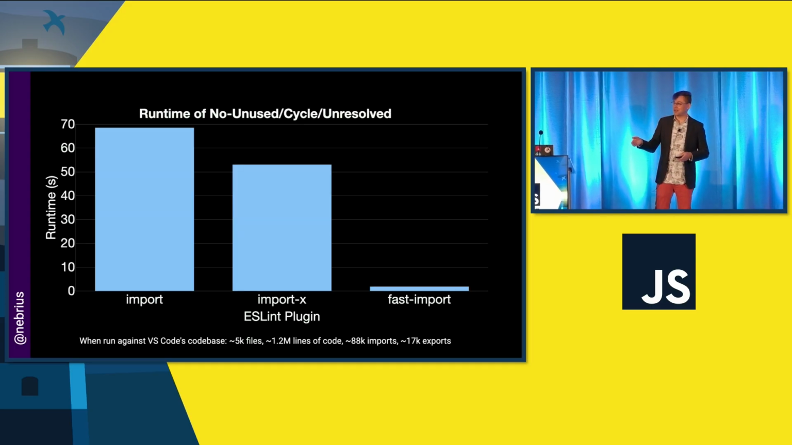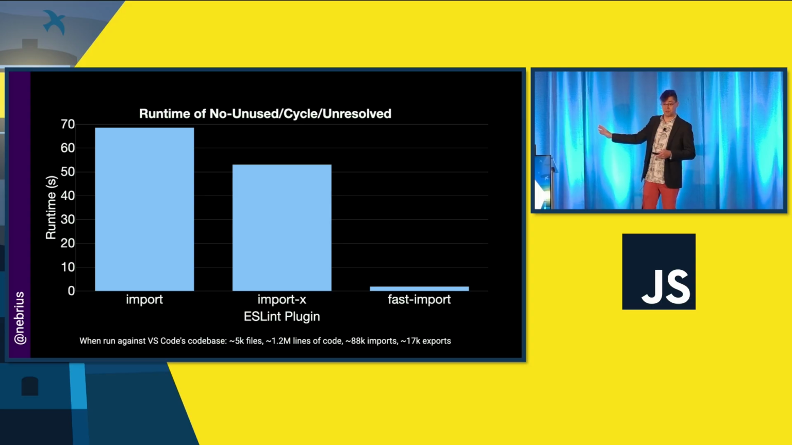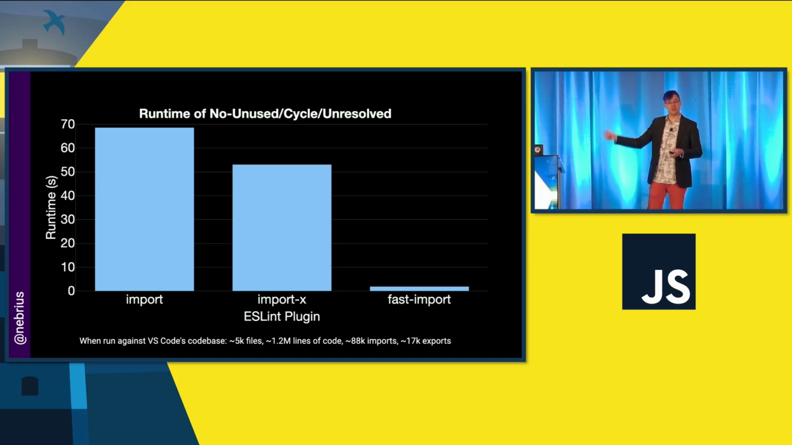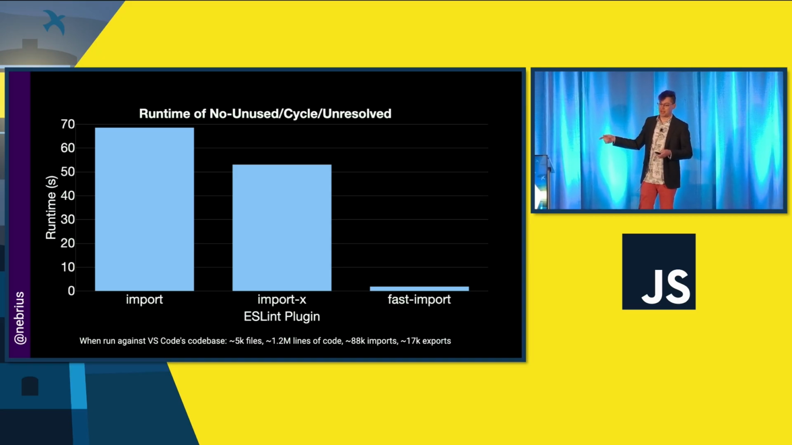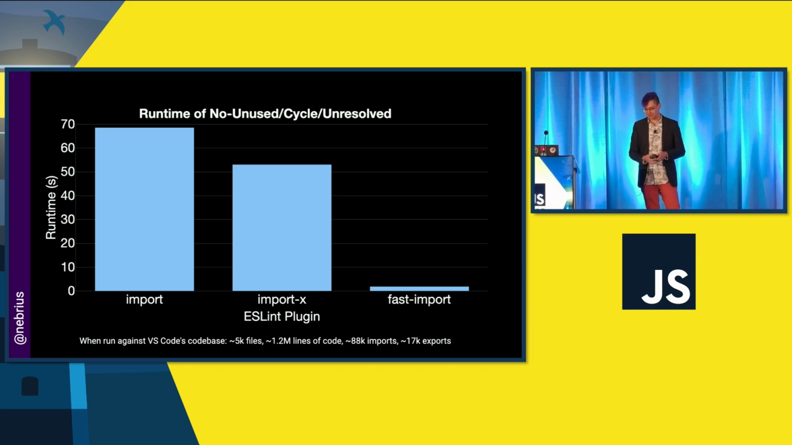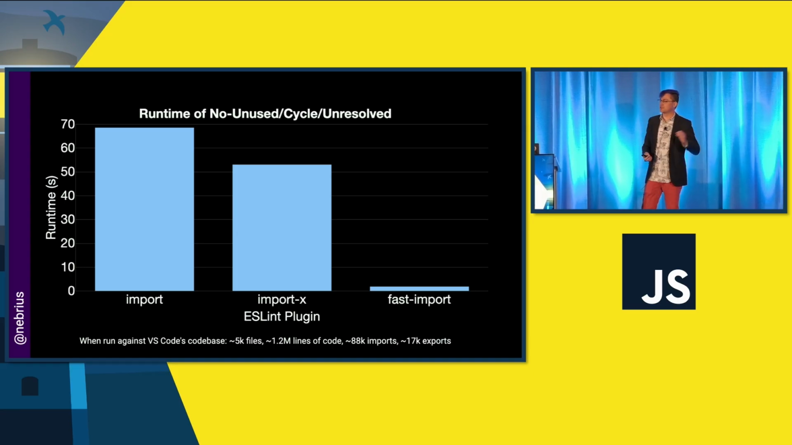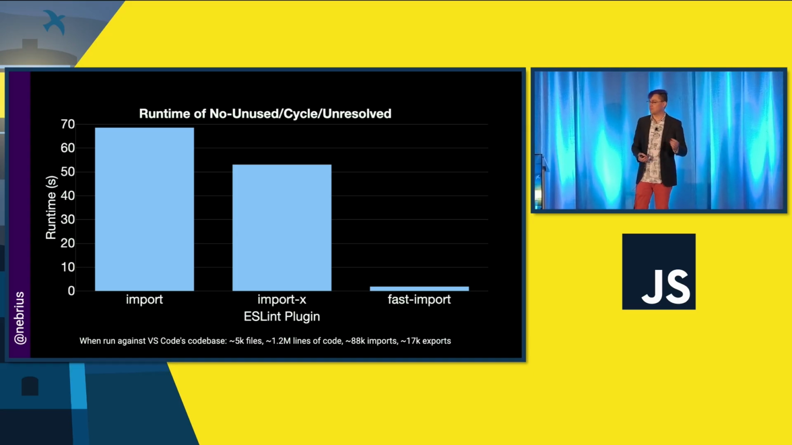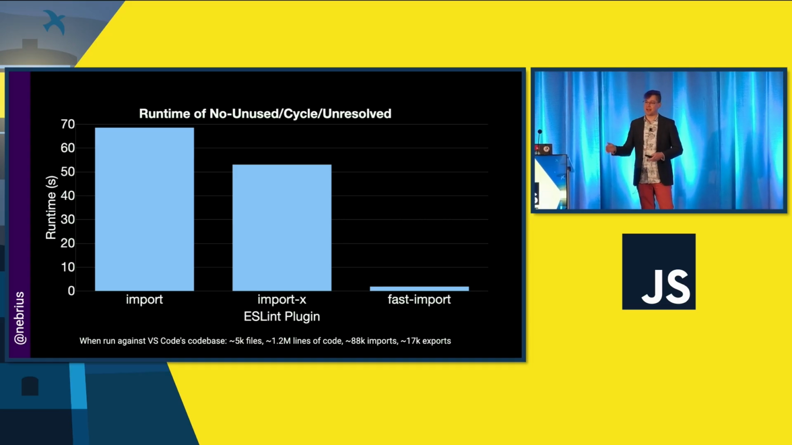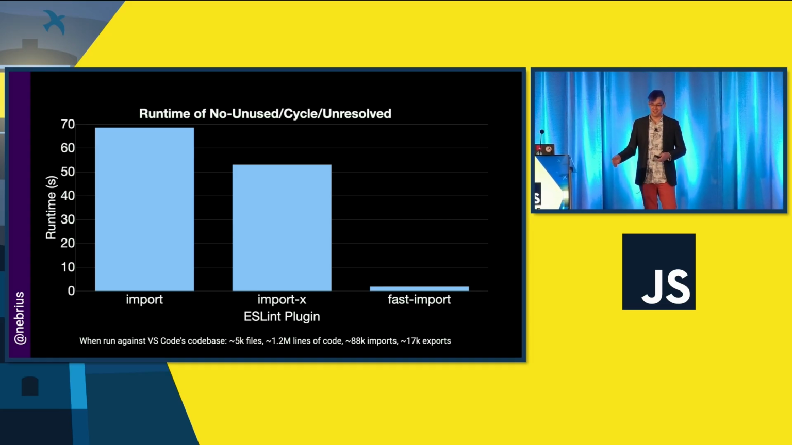So for ESLint plugin import, running on the VS Code codebase, which, as you can imagine, is a pretty large codebase, it takes about 70 seconds for these three rules: no unused exports, no cycle, and no unresolved imports. Unresolved means you're trying to import something that doesn't exist. So about 70 seconds for that. There's a fork of ESLint plugin import called import-x that adds a few optimizations that comes in a little over 50 seconds. My project takes 2 seconds. So that is a speed up of 35 times faster, which I think is really great.